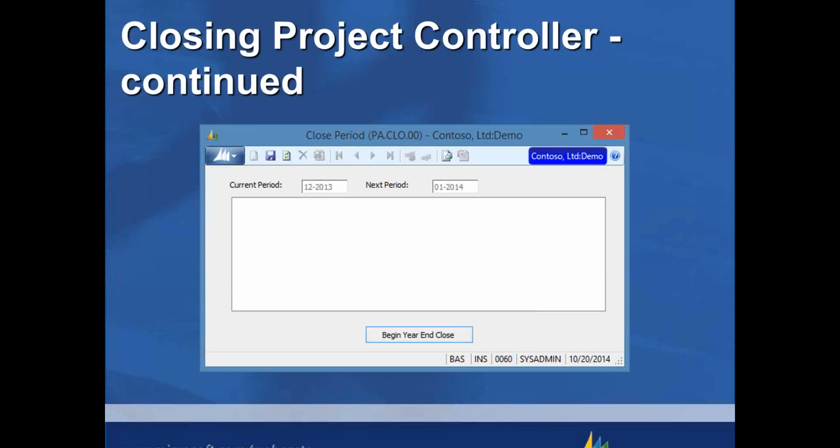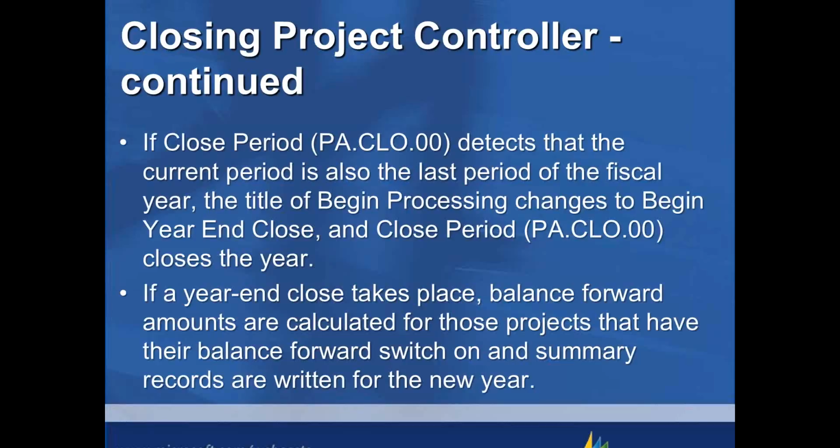It says current period 12/2013. If it had any other period there, it would say period begin, period close in the button at the bottom. But because this is the 12th period, it changes itself automatically to say begin year end close. So if a year-end close takes place, balance forward amounts are calculated for those projects, and their balance forward switch is turned on, and summary records are written for the new year. So that's the case with most folks.